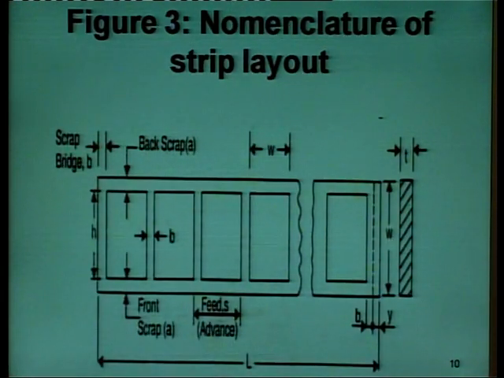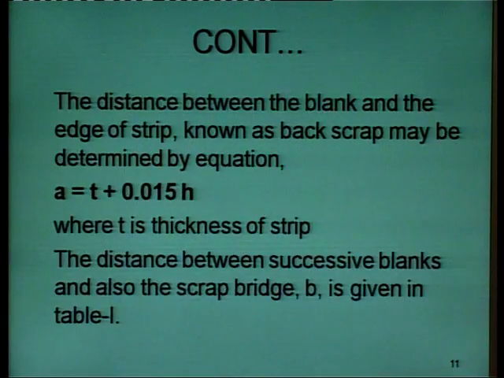The diagram that I have already shown gives the nomenclature of the strip layout. Here W is the width of the blank, L is the length of the whole strip, and H is the height of the blank. The distance between the blank and the edge of the strip, known as back scrap, which I have already shown you in the diagram, is determined by the equation A = T + 0.015 H, where T is the thickness of the strip and H is the height of the blank.